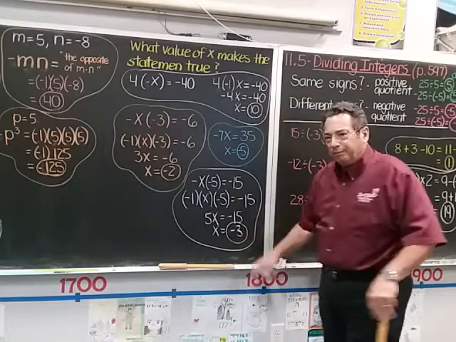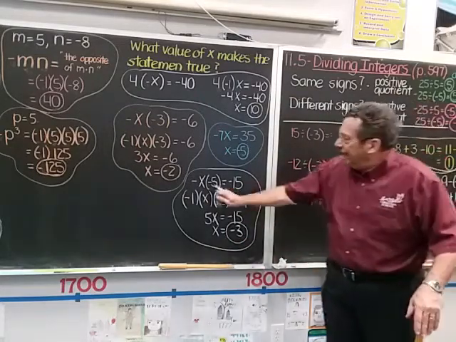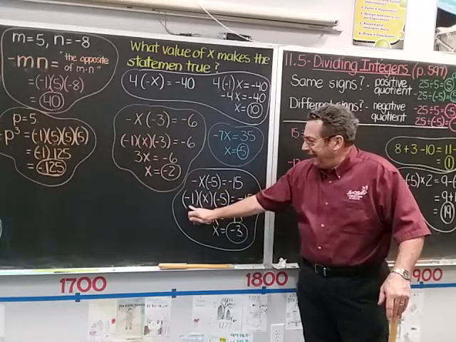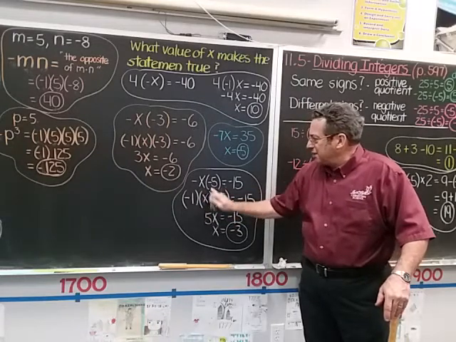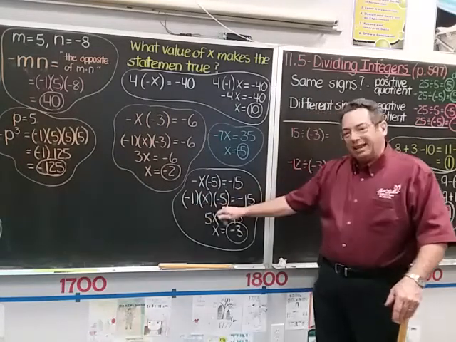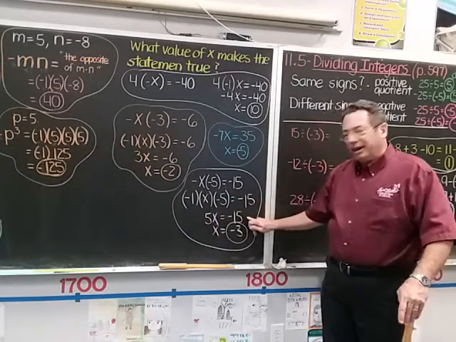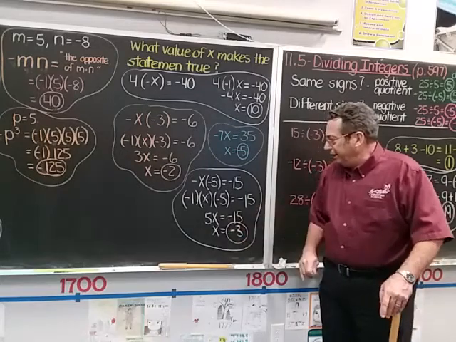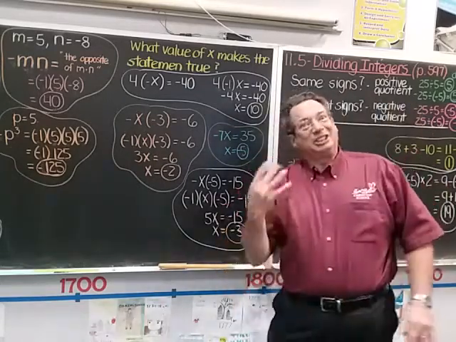All right, how about this one? Negative x times negative 5 equals negative 15. Now, I've turned this negative in front of the variable x into negative 1 times x. All right? So negative 1 times x times negative 5. What's negative 1 times negative 5? Positive 5. So 5 times x equals negative 15. X must be negative 3, because 5 times negative 3 equals negative 15. Hey, this really gets you thinking, and it is good stuff.